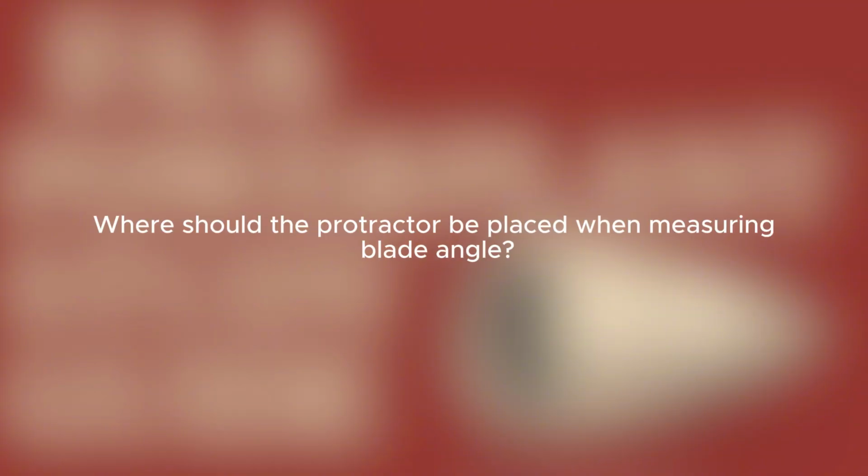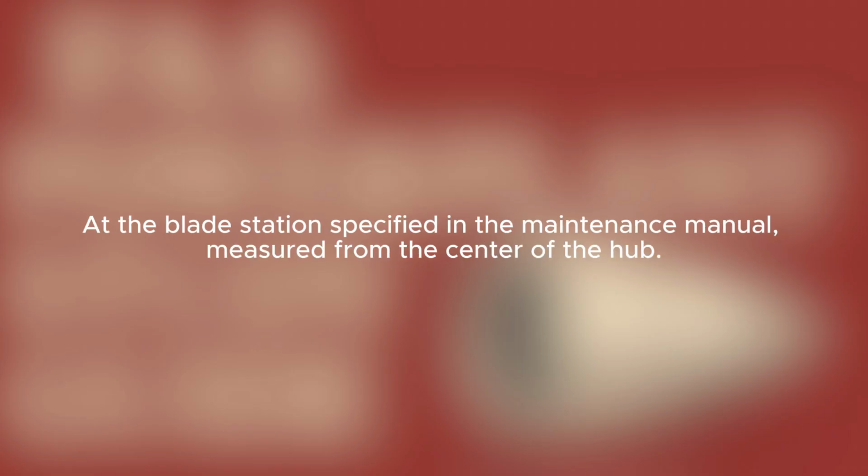What tool measures blade angle? A universal propeller protractor. Where should the protractor be placed when measuring blade angle? At the blade station specified in the maintenance manual, measured from the center of the hub.